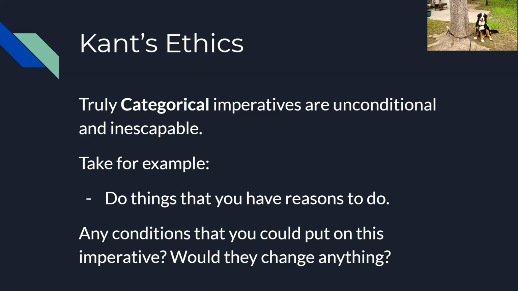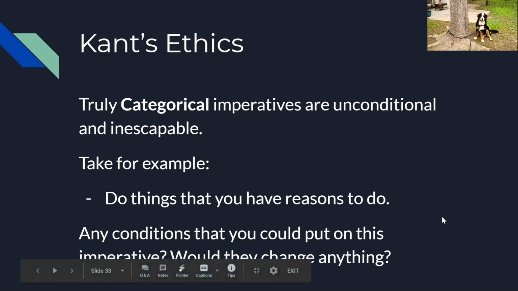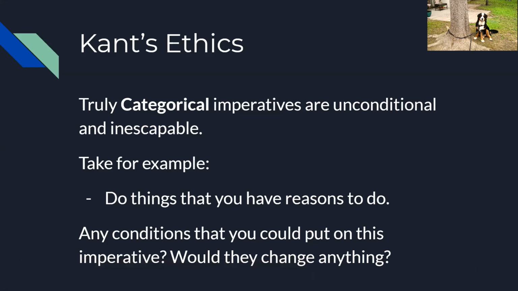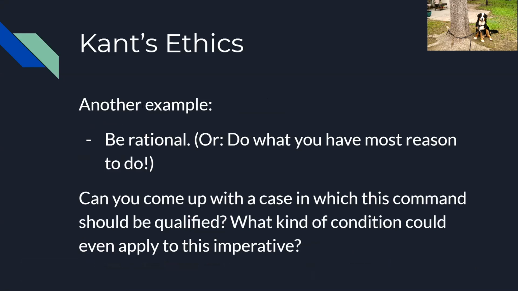Now, that's a really simple abstract rule, right? He says you should do things that you have reason to do. Well, what does that mean? What does that tell us that we actually should do? Are there any conditions that you could put on this imperative? If I tell you to do the things that you have reasons to do, are there reasons for you to do the things that you have reasons to do? Are there conditions on which I can tell you to do things that you have reason to do?